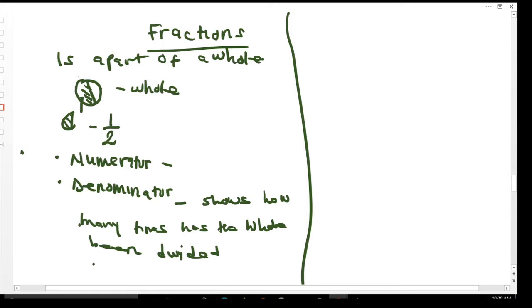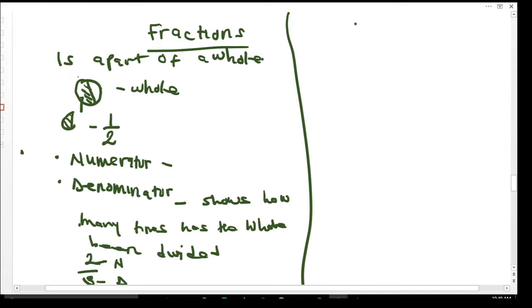So we can be given another fraction like 2 out of 3. Then this 2 is our numerator and this 3 is our denominator, meaning that there are two parts that have been taken from the whole which has been divided into 3 parts.